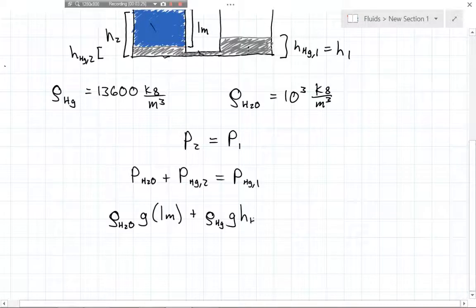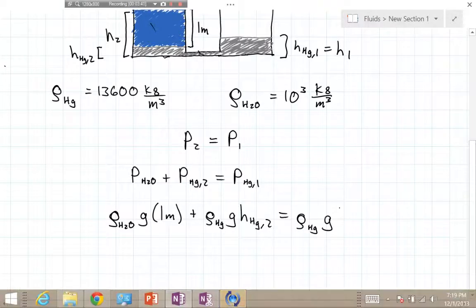So remember, I'm denoting this as H subscript Hg2 because this is the amount of mercury that's in this container 2. And this has to equal the pressure at the bottom of container 1. And remember, we only have mercury in container 1, so this is just going to be equal to the density of mercury times g times the height of the mercury that's in this container.